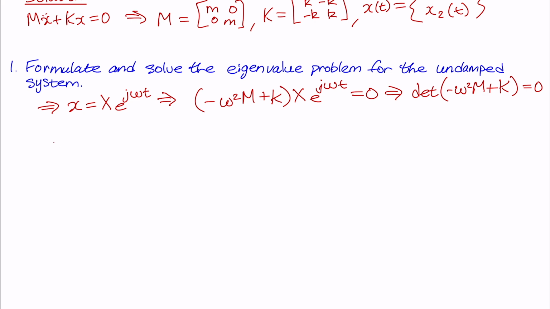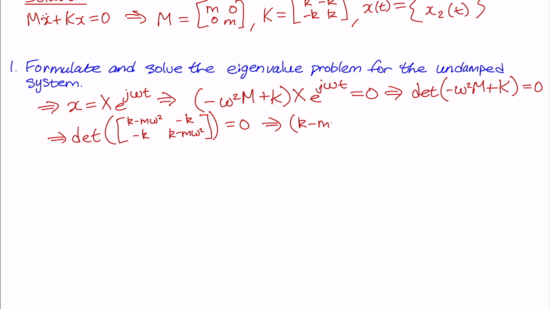So we can go and solve that determinant. We'll get the determinant of the matrix with k minus m omega squared, and then minus k in the off-diagonal terms, and again k minus m omega squared here. That must be equal to 0. If we compute this determinant, we'll find that k minus m omega squared quantity squared minus k squared is equal to 0. This is going to give rise to our characteristic equation, which will then allow us to find the omegas.